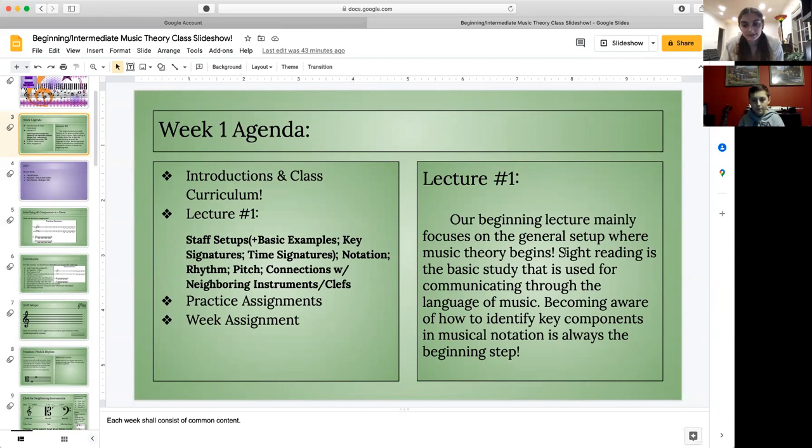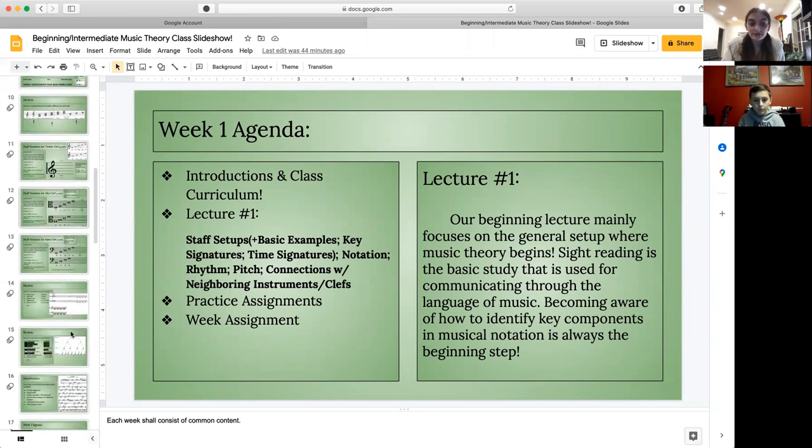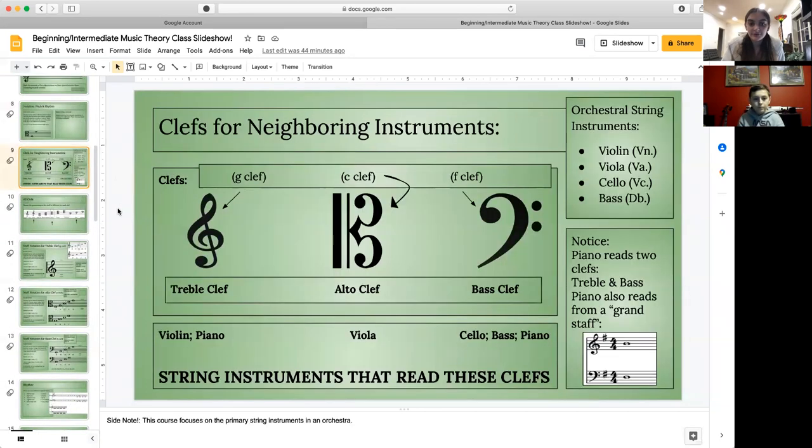This is exactly where music theory begins, starting from the staff, and it's the basic study. It is the language of music, so we're communicating through this, even if it's just saying, oh, that piece has 5 measures. That's incredible. And becoming aware of how to identify many of these different components, especially in musical notation. That's what we did today. And we're using a little bit of info going further. I want you to understand all the other instruments besides your own. That's why we went through all these neighboring clefs.